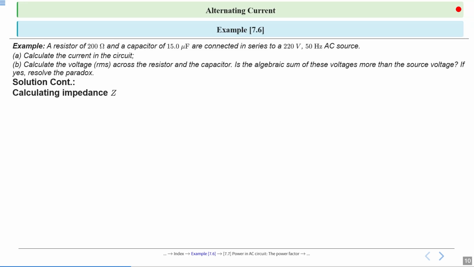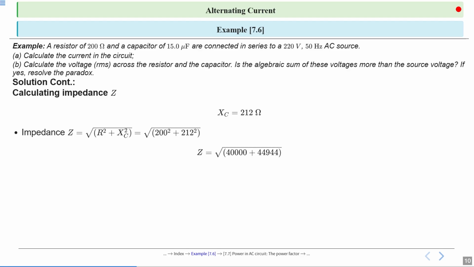So now calculating impedance. XC will be equal to 212 ohm, and impedance Z is equal to root of R square plus XC square. R, we know, is given in the question as 200 ohm, and XC we have calculated as 212 ohm. So put these values in the expression of impedance. You will get Z equal to root of 40,000 plus 44,944, and Z equal to root 84,944. After taking root, Z will be equal to 291.5 ohm. So we have calculated the impedance.